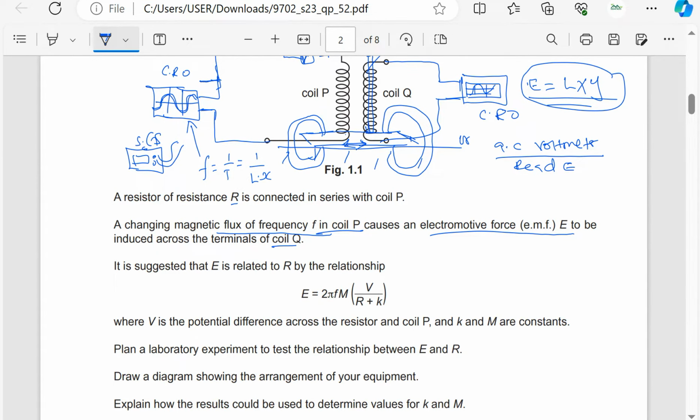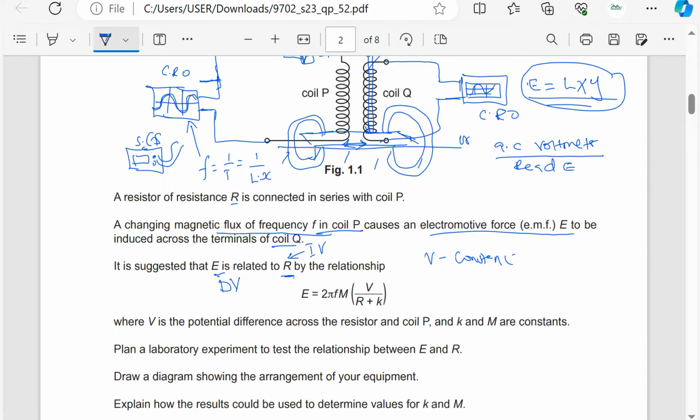Now, it is suggested that E is related to R. So one of these must be independent and one of these must be dependent. So we are basically going to be changing R. So R is going to be the independent variable. And when we change R, keeping V constant, it means the induced EMF is going to change. So the E is going to be the dependent variable. So we shall keep V constant.